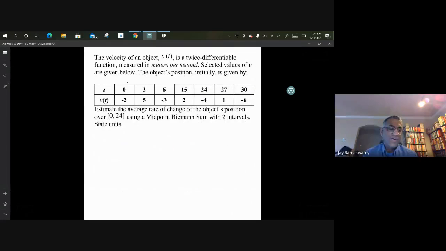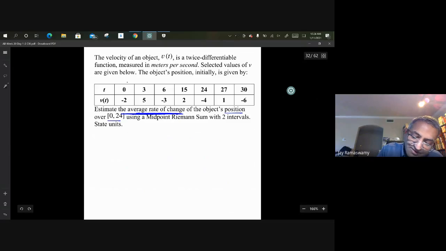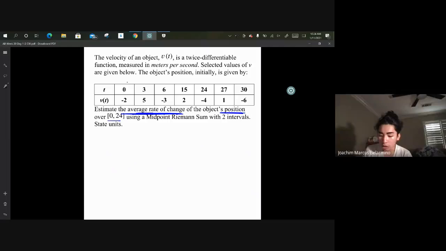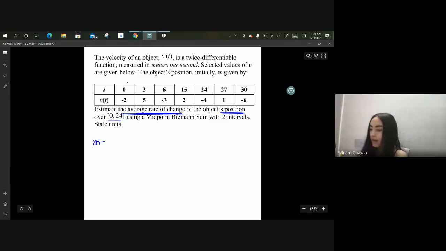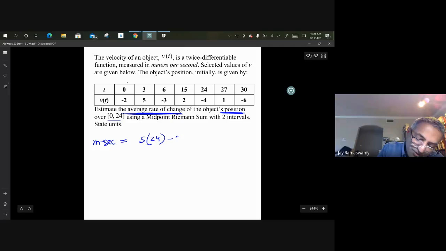Okay, almost done. We're on page 32, please. It says find the average rate of change. Oh, sorry, estimate the average rate of change of the object's position from 0 to 24. Interpret it literally. Average rate of change of position: S of 24 minus S of 0, all over 24.